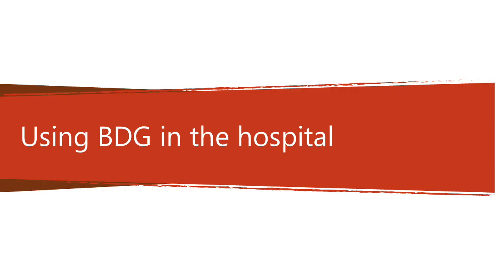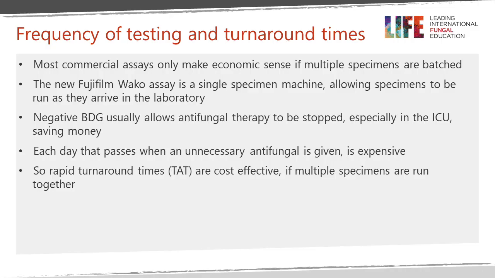So how do you use this test in the routine hospital? The first thing to say is that most of the assays that are available require you to run multiple specimens at the same time to make commercial sense and in terms of the workload for the laboratory. The exception to that is the new Fujifilm Wako assay, which is a single specimen machine, and you can put single samples in and have them run as they arrive in the laboratory.